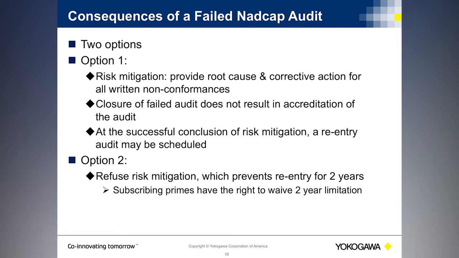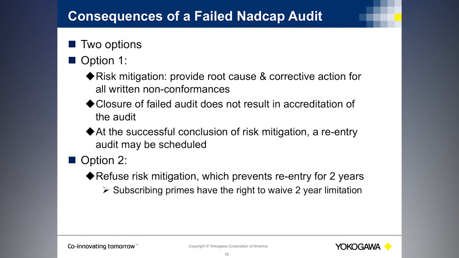So what are the consequences if you do fail a Nadcap audit? Well, you have 2 options available now for a failed Nadcap audit. The new program, put into place within the last year and a half, is risk mitigation, which allows the supplier to provide root causes and corrective actions for all the written non-conformances. This is submitted like your normal audit for any NCRs that are written. You go ahead and close out the audit.